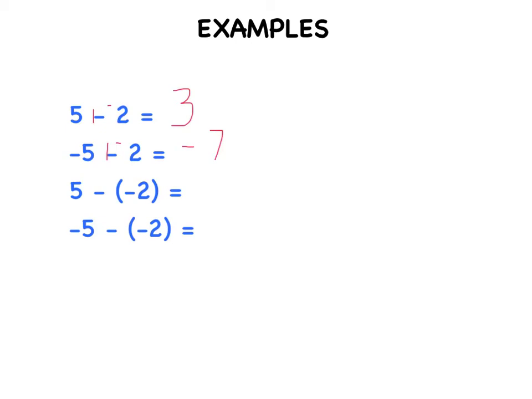5 minus negative 2, well, the two negatives become positives. So 5 minus a negative 2 is the equivalent of 5 plus positive 2. Well, 5 plus 2 is positive 7. In the last example, negative 5 minus a negative 2. Again, we're subtracting a negative, and whenever you minus a negative, it becomes plus a positive. So the signs are different now. Negative 5 plus positive 2. We subtract and keep the sign of the larger number, so we end up with the result of negative 3.